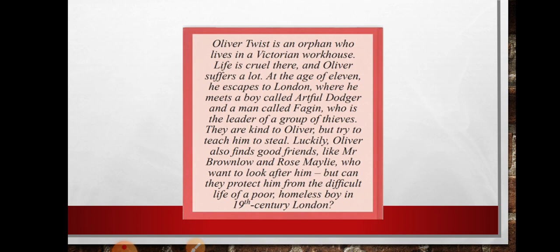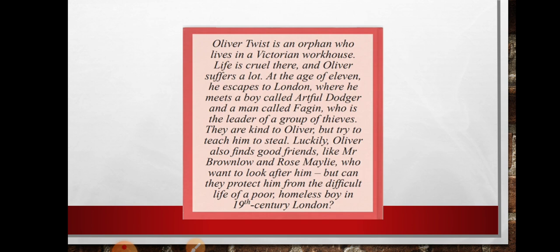Oliver Twist is an orphan who lives in a Victorian workhouse. Life is cruel there, and Oliver suffers a lot. At the age of 11, he escapes to London, where he meets a boy called Artful Dodger and a man called Fagin, who is the leader of a group of thieves. They are kind to Oliver, but try to teach him to steal. Luckily, Oliver also finds good friends, like Mr. Brownlow and Rose Maylie, who want to look after him. But can they protect him from the difficult life of a poor homeless boy in 19th century London?